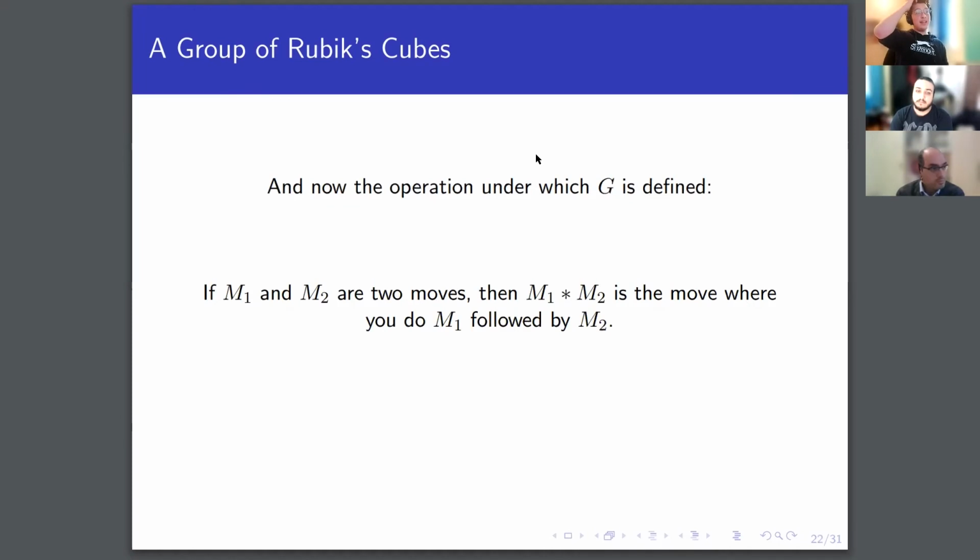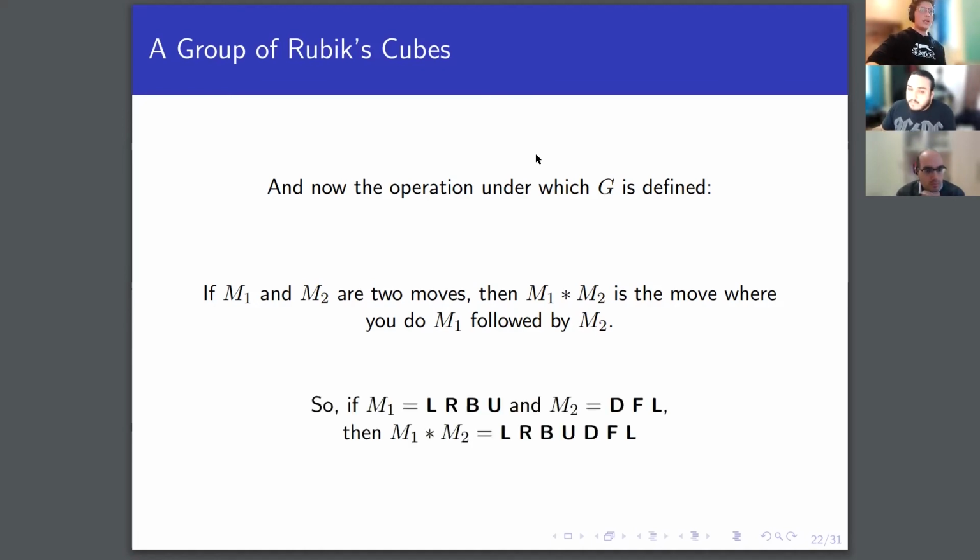The operation is very simple. It's almost like a function composition. For any two moves, m1 and m2, if you perform the operation between m1 and m2, the result will be just a move where you first do m1, whatever it is, be it an upper turn or a front turn, followed by m2. So we need to follow the order. An example is here. We have L, R, B, U, and D, F, L, and for the composition of them, we will just append the second move to the first one, and we get a new move. That's our operation.